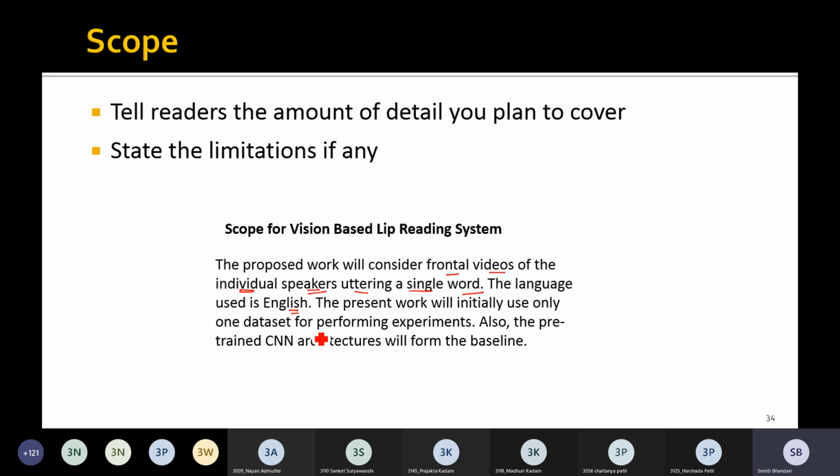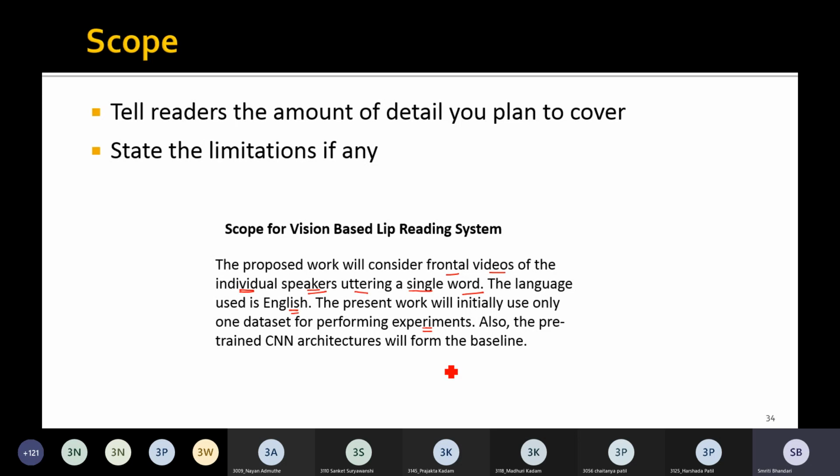Now, what next? The present work will initially use only one data set for performing the experiments. So once again, the scope has been limited. The experimentation will be performed based upon only one data set in this work. What next? The pre-trained CNN architectures will form the baseline. So what does this mean?